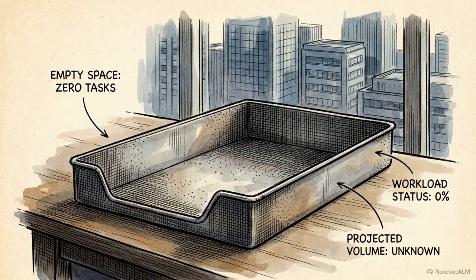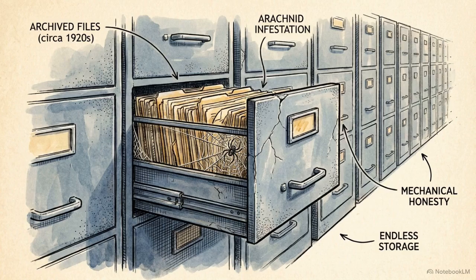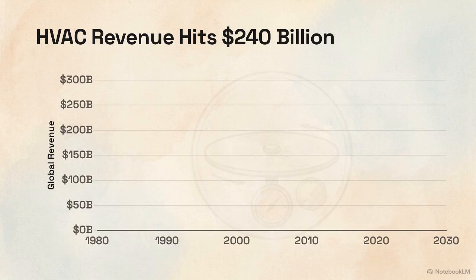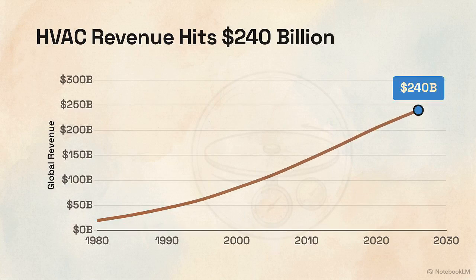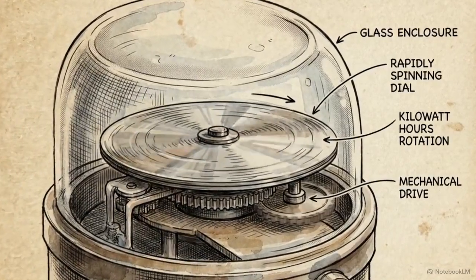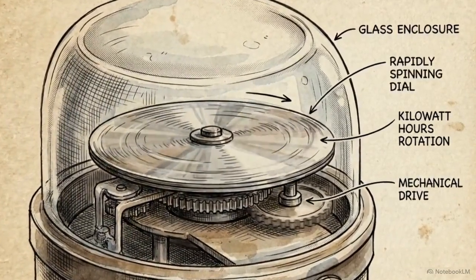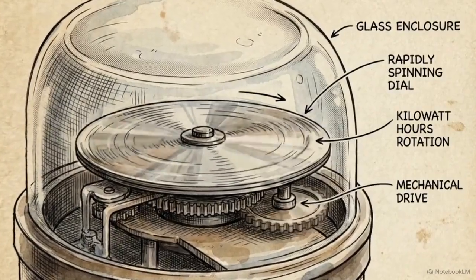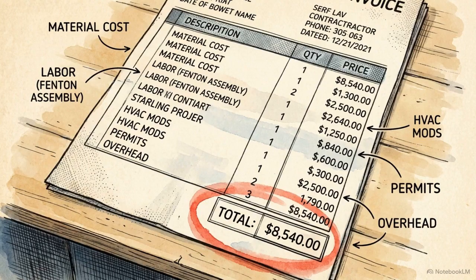Not a single HVAC manufacturer requested his data, and not one air conditioning company reached out to fund further testing. Fenton's findings sat in a government archive for over a decade without a single commercial citation. His results remained ignored while the global HVAC industry grew into a $240 billion a year business. Today, the average American household spends up to $2,000 a year just on the electricity to run an air conditioner, on top of $10,000 in upfront installation costs.